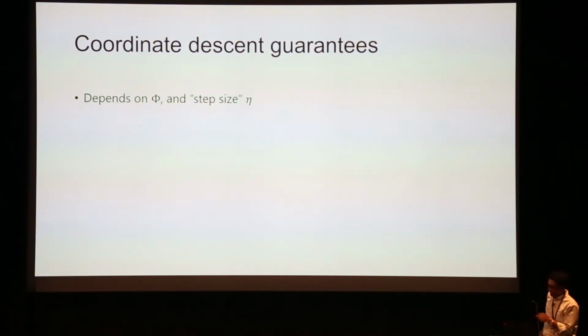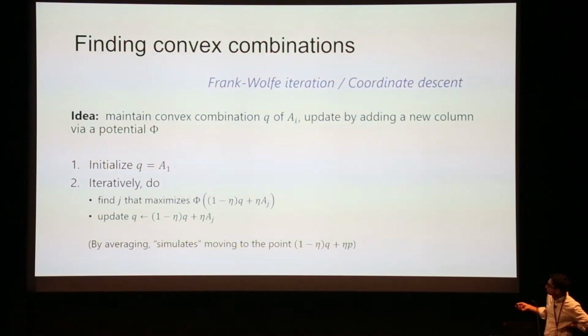Okay. And this is also called coordinate descent. It's very common in machine learning type settings. Okay. And so the guarantees for this algorithm usually depend on the choice of phi and the step size eta. Okay. So the step size is the amount you move along this new vector you add.